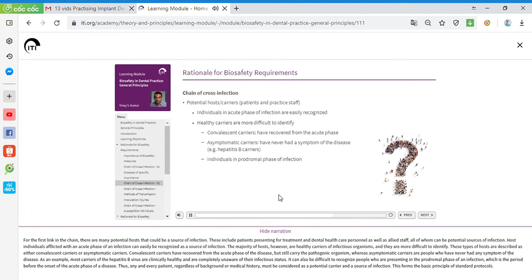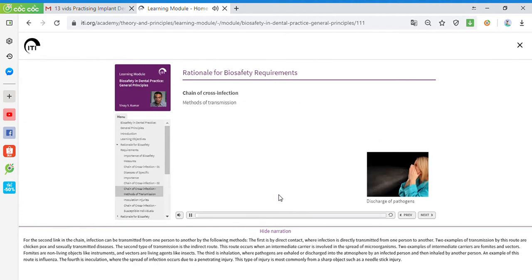It can also be difficult to recognize people who are presenting in the prodromal phase of an infection, which is the period before the onset of the acute phase of a disease. Thus, any and every patient, regardless of background or medical history, must be considered as a potential carrier and a source of infection. This forms the basic principle of standard protocols.